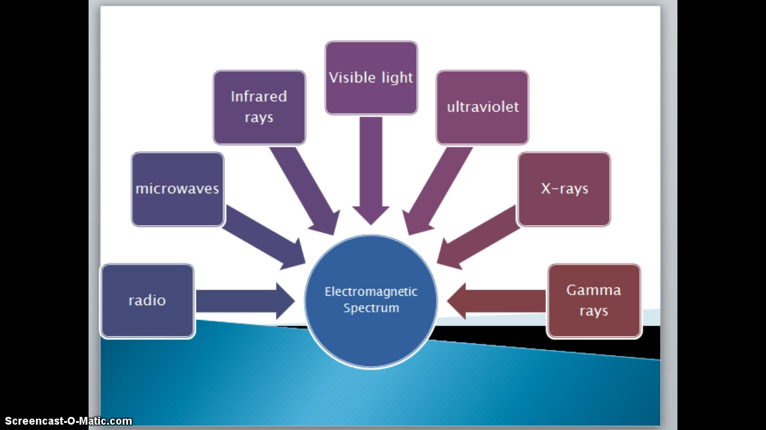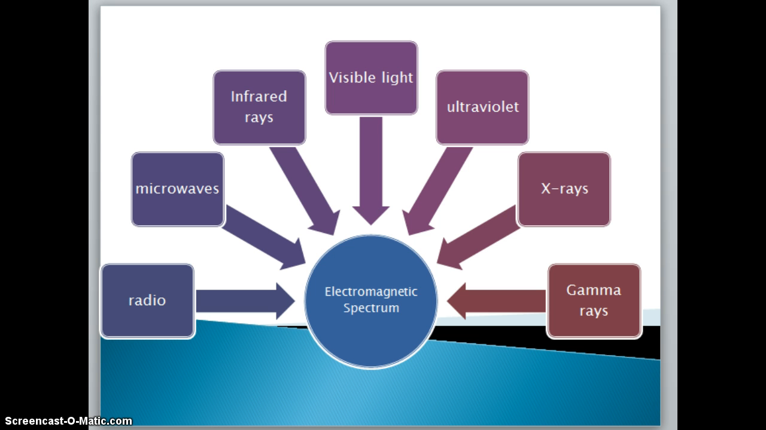Then we have infrared rays, and they are invisible again. The way that they can use infrared waves or rays is to see inside of a house if there are warm spots or cold spots.